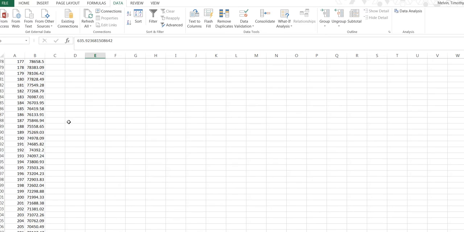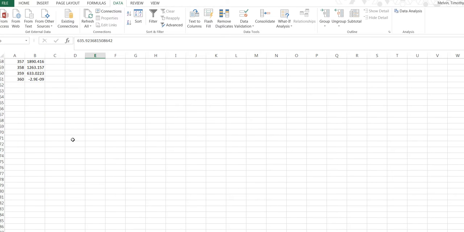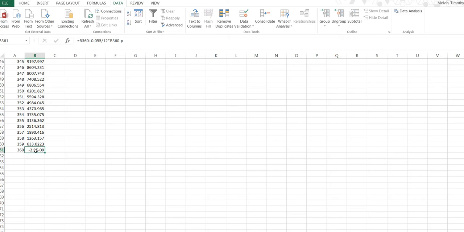If I want to double check, I just need to scroll all the way to the bottom and notice, well, it's not 0, but that's really close to 0. So there's GoalSeek.